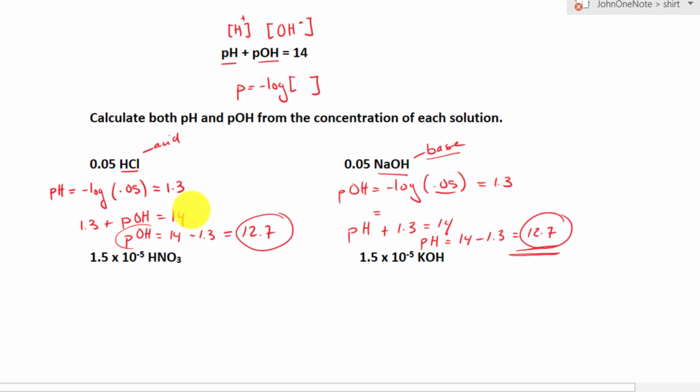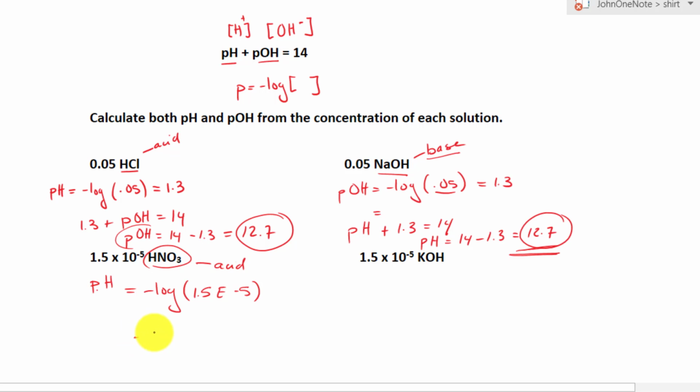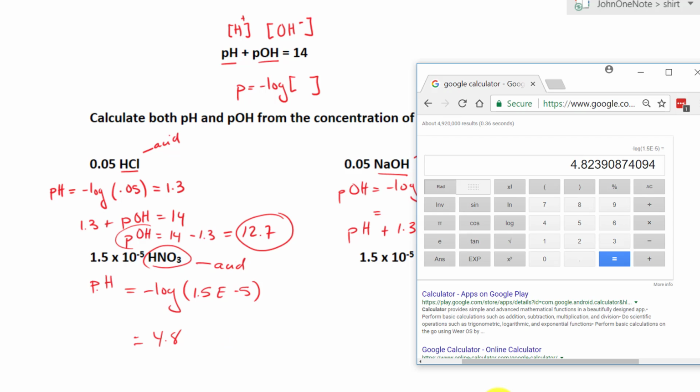Let's try another problem with scientific notation. In this case, we have 1.5 times 10 to the negative 5, and this right here is an acid, so we have to calculate for pH. We have negative log of 1.5 e to the negative 5, and let's plug it into a Google calculator. We have negative log of 1.5 e, which is exponent, and that's negative 5. And then what do we have? We have 4.8, if I remember this correctly. So 4.82, let's use 4.8.